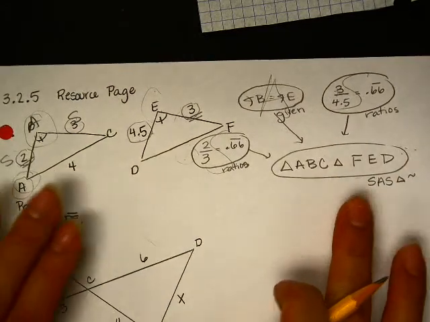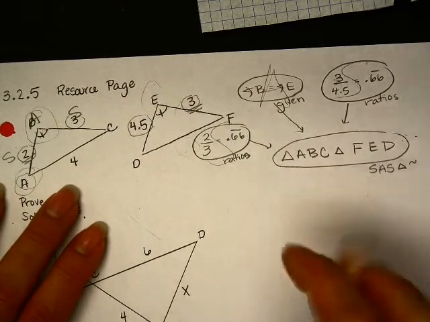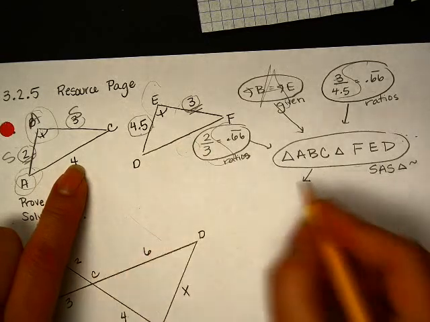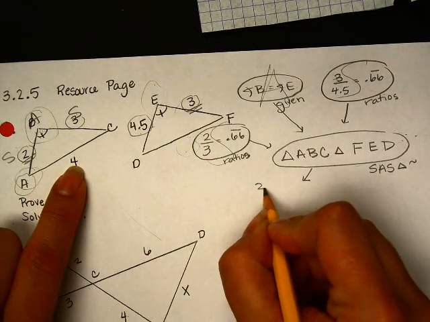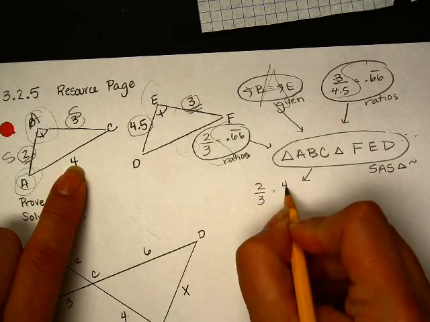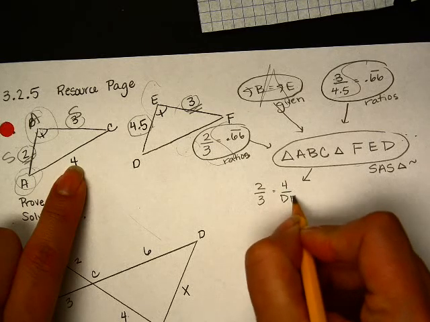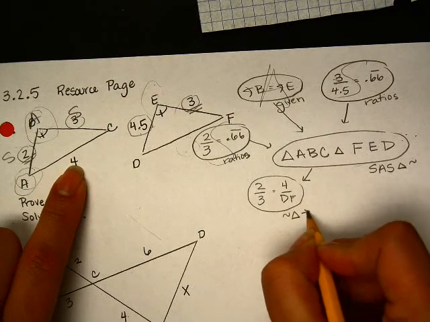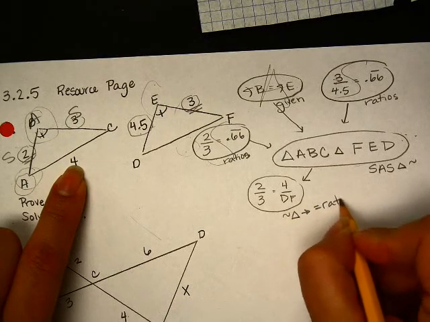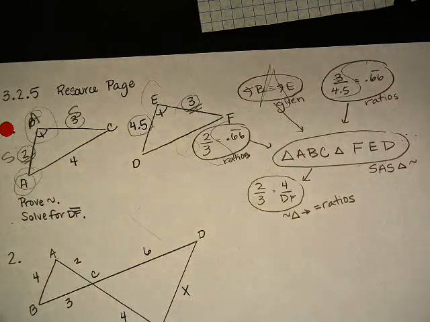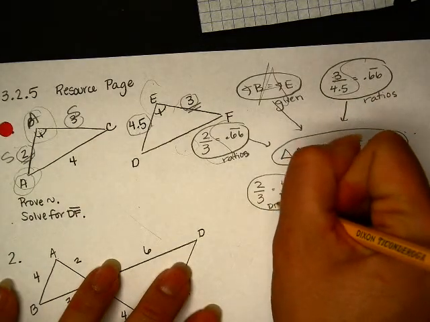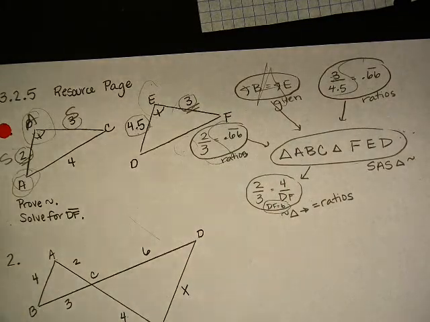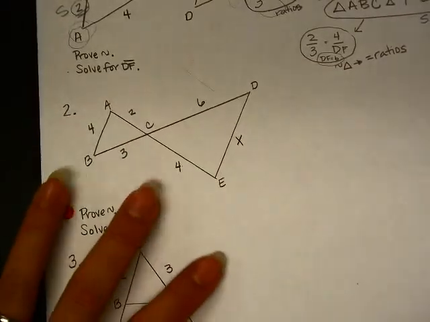Now, because I know that they're similar, I now know that this ratio will also be equal to each other. So now I can set up 2 is to 3 as 4 is to DF and solve for that. And again, the reason is if I know I have similar triangles, that gives me equal ratios. Okay? So you end up that DF is equal to 6. Alright, let's go ahead and do number 2.